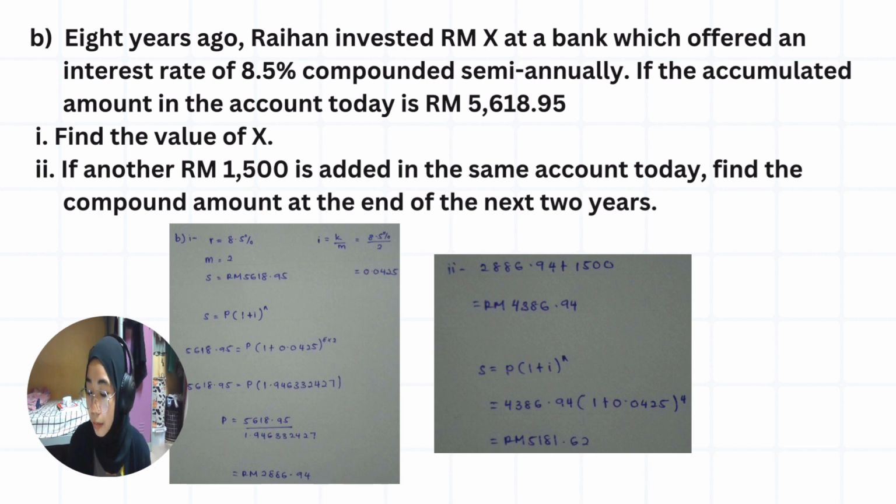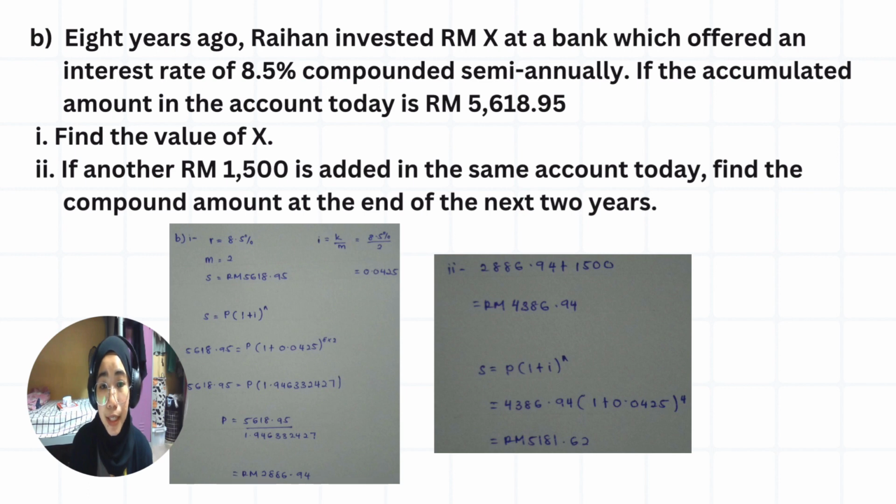5,618 ringgit 95 cents equals P in bracket 1 plus 0.0425 power of 48. The answer is 2,886 ringgit 94 cents.